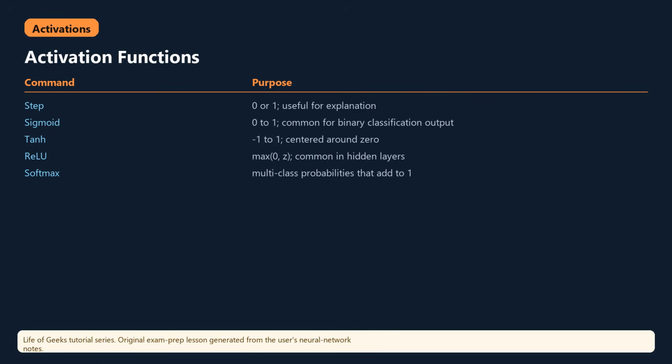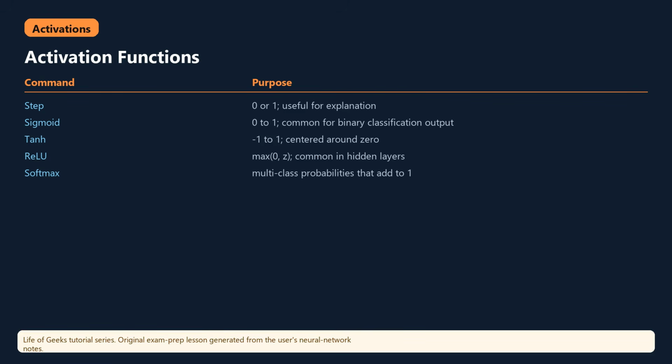Activation functions are essential because they introduce nonlinearity. The step function gives 0 or 1 and is useful for teaching perceptrons, but it is not normally used for gradient-based training. Sigmoid squashes any real number into a value between 0 and 1, so it is common for binary classification output. Tanh squashes values between -1 and 1 and is centered around 0.